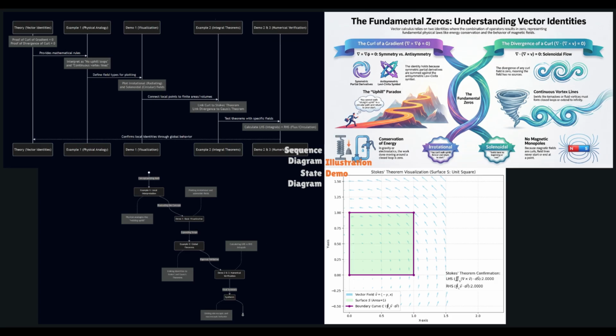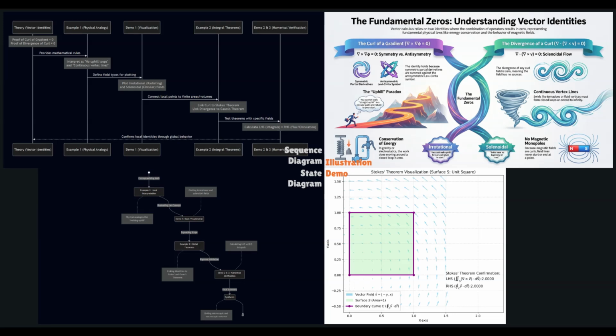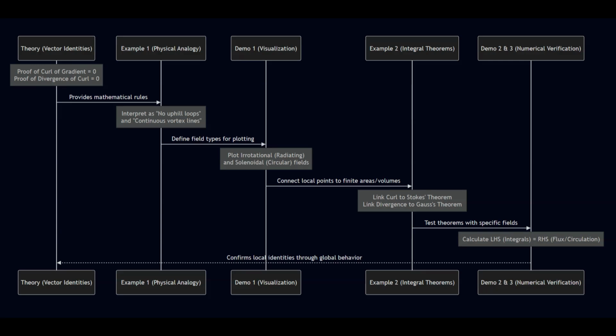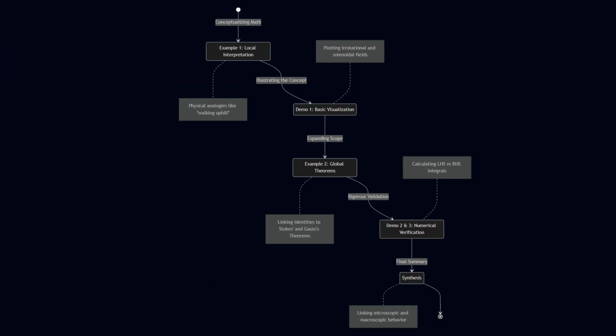Rigorous verification: the final confirmation. The narrative concludes with numerical verification, where the abstract and the visual are tested against hard data. By calculating the flow through a surface and comparing it to the activity inside a volume, such as measuring a square surface or a cube, we can prove that the two sides of these complex laws balance perfectly.